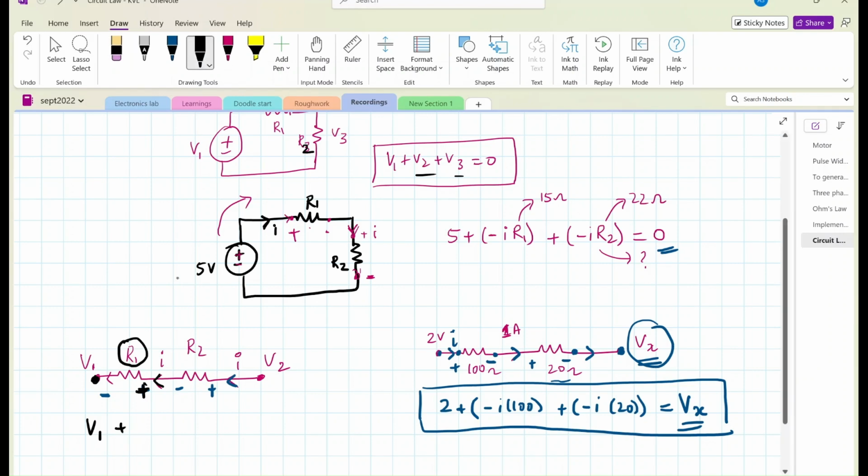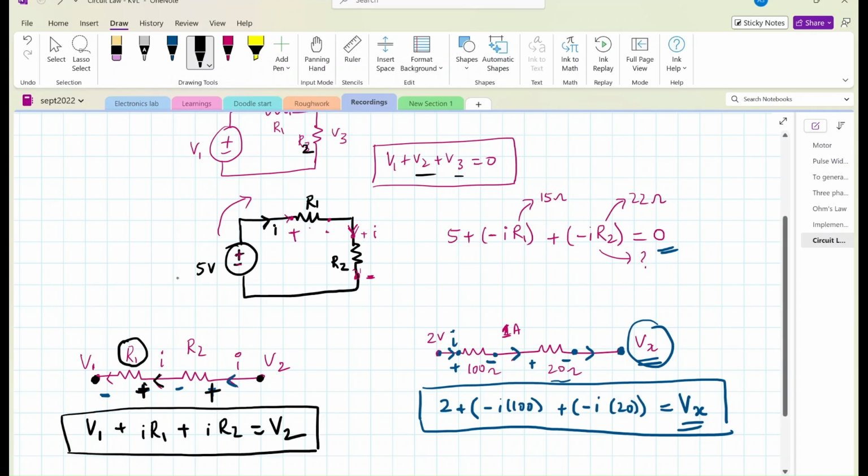I am going to say plus I into R1, and again it ends with a plus, so again I into R2 equal to, so what is this potential here? It's V2. Got it? So what is the direction of the current and in which direction I'm writing KVL, all this also determines the equation.